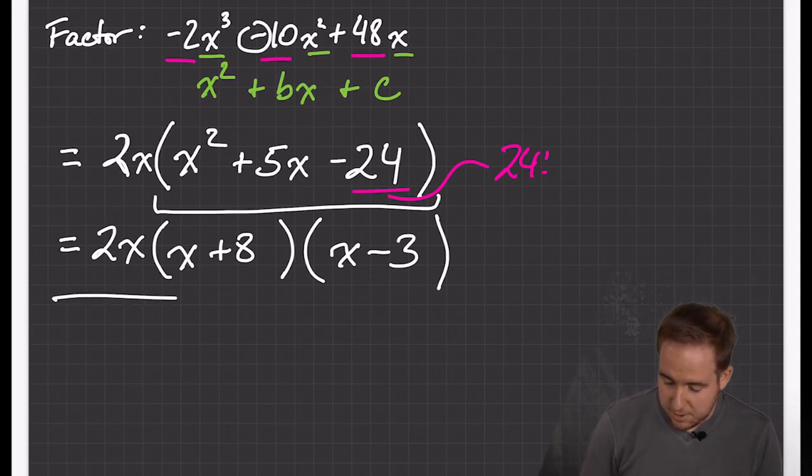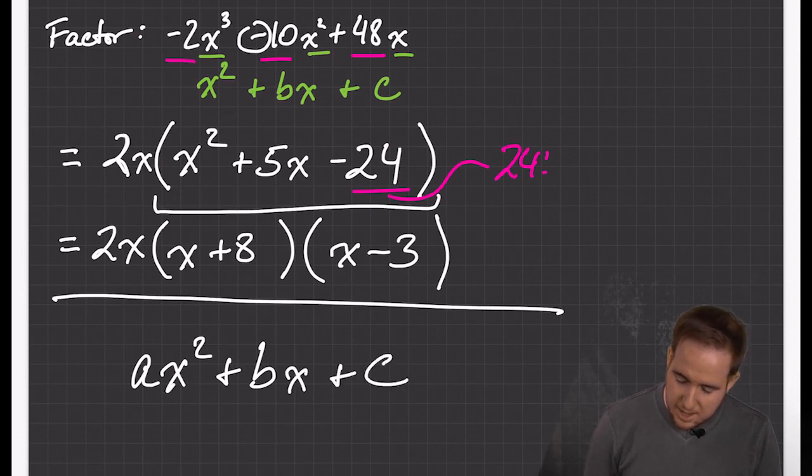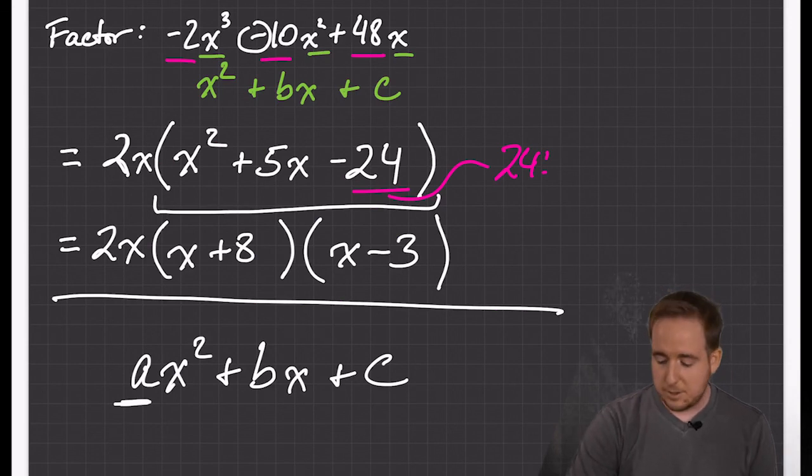Coming up next is the very scary kind of factoring, and that is ax squared plus bx plus c. And if you put a number there, you'll see that makes things insanely difficult. So good luck practicing with that.